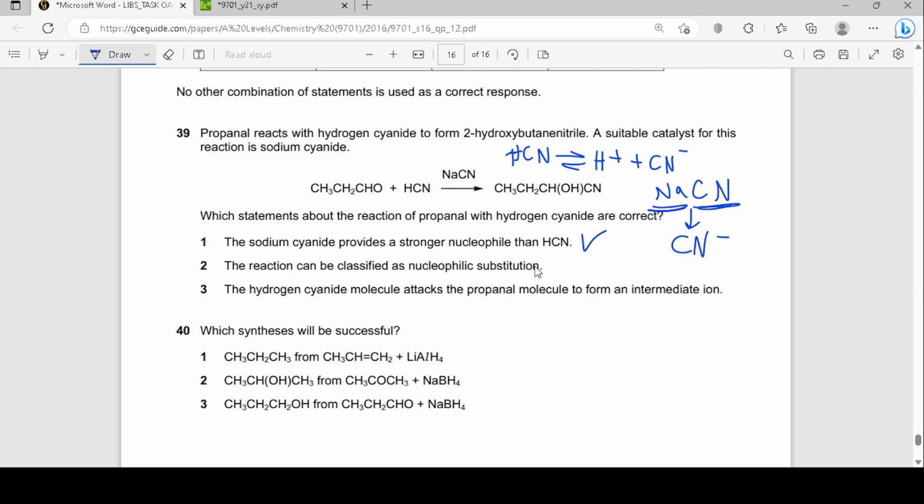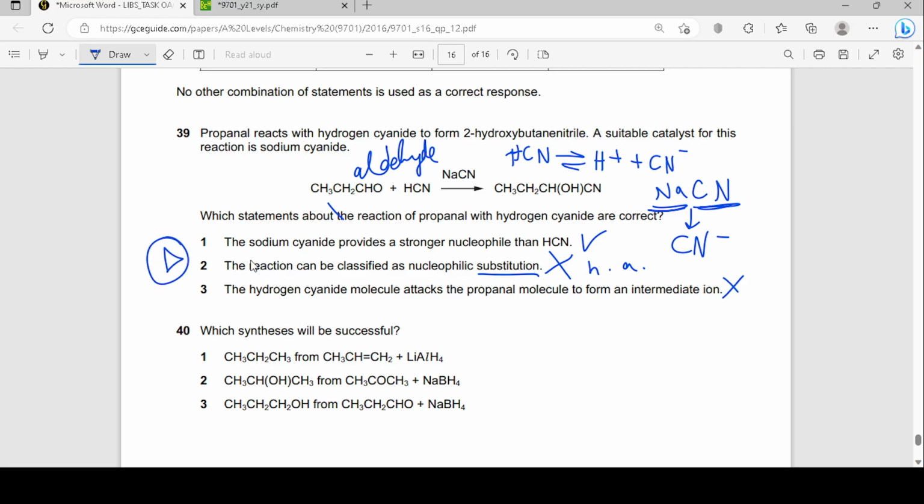The reaction can be classified as nucleophilic substitution. That's wrong, because this is an aldehyde reaction, right? Carbonyls like aldehydes and ketones have, as their characteristic mechanism, nucleophilic addition, right? So it should actually be nucleophilic addition. So that's wrong. Since 2 is wrong, 3 must be wrong as well. So the answer is D.